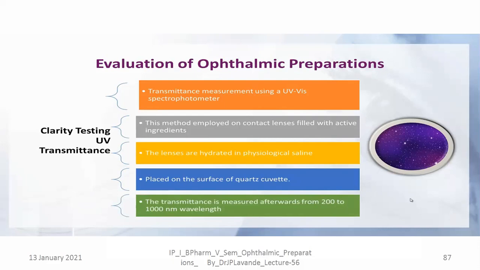The spectrophotometric method of the clarity testing is to be performed onto the contact lenses. First these contact lenses are to be dipped into the physiological saline solution. The contact lens which is dipped in the physiological saline solution is placed onto the surface of the quartz cuvette. This quartz cuvette is to be placed inside the spectrophotometer, and the light is to be transmitted through it. Which is the wavelength range? Yes, it is 200 to 1000 nanometer.